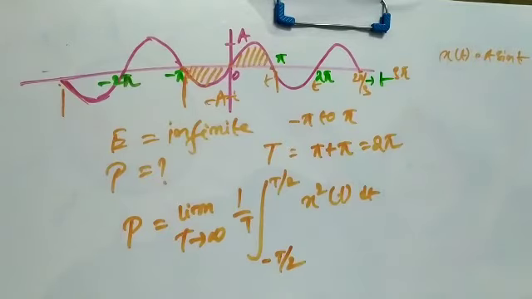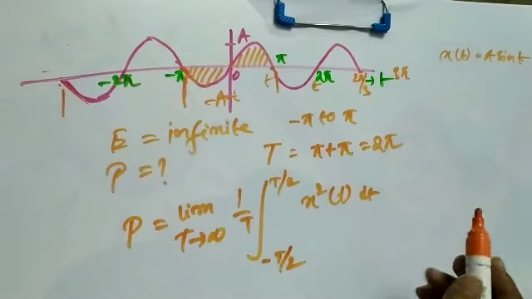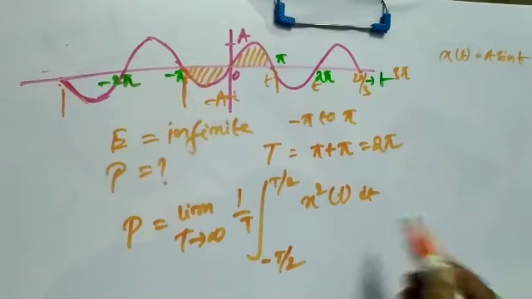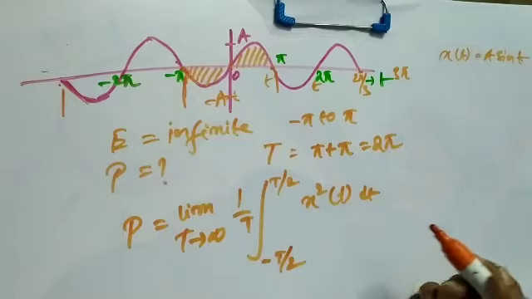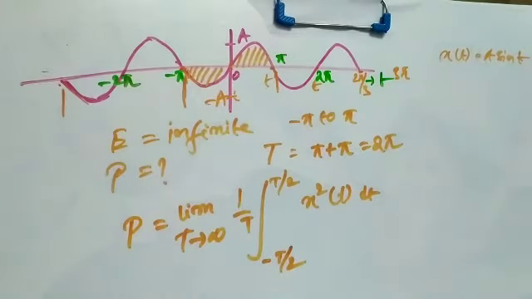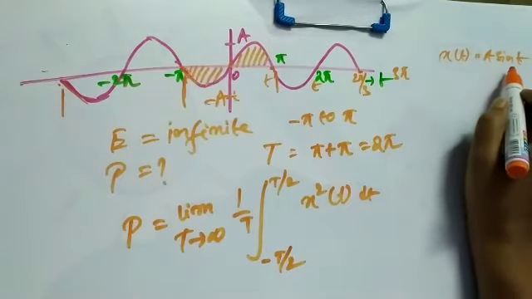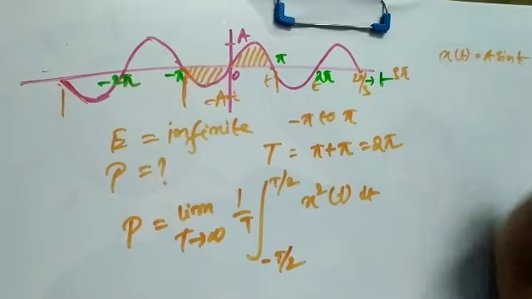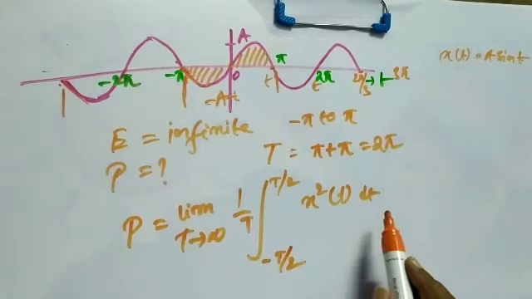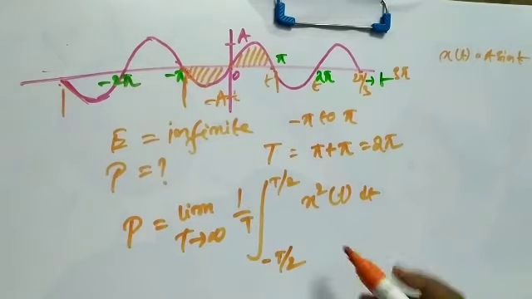So consider the formula for calculation of power of a signal. The formula will be P equals limit T tends to infinity 1 by T, integral from minus T by 2 to T by 2, x square t dt for a real signal. As it is represented as A sine t, it is a real signal, so we can consider this formula. If it is a complex signal, then we represent the mod value.